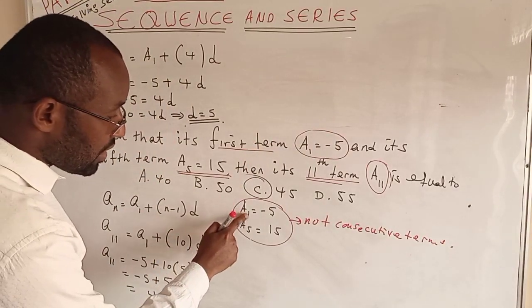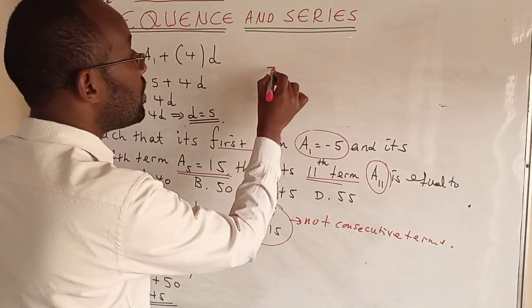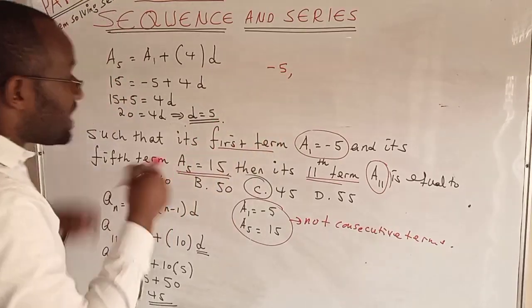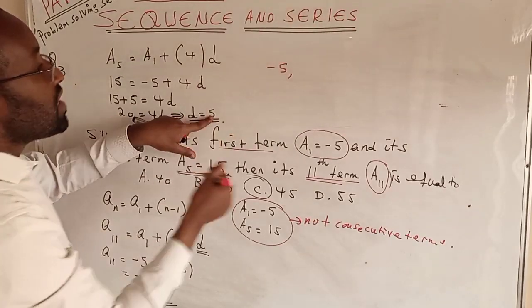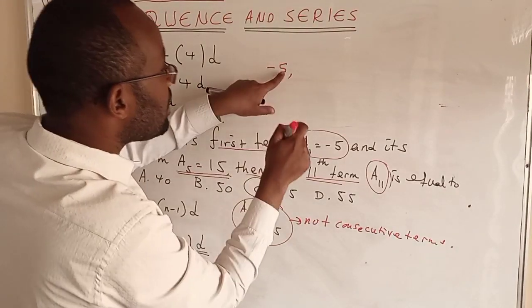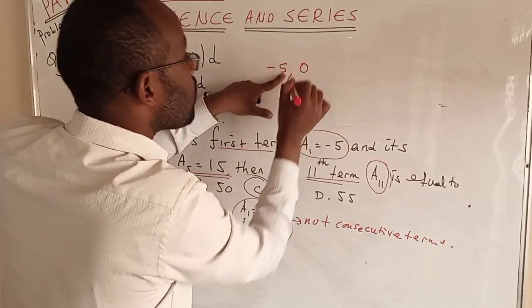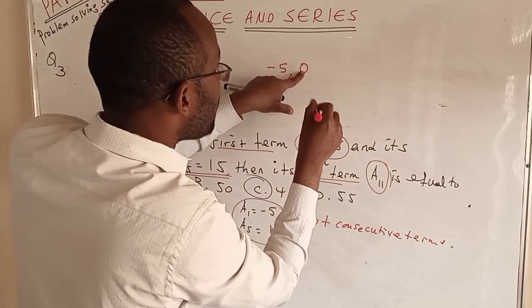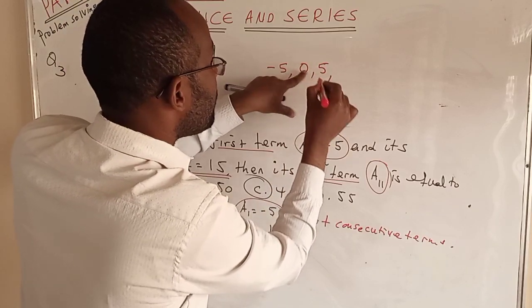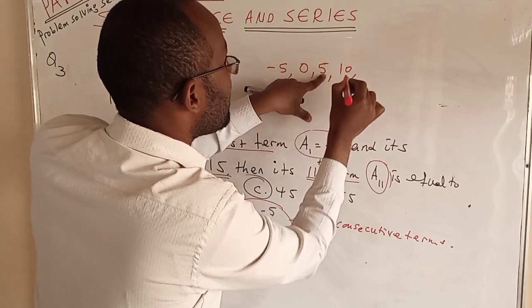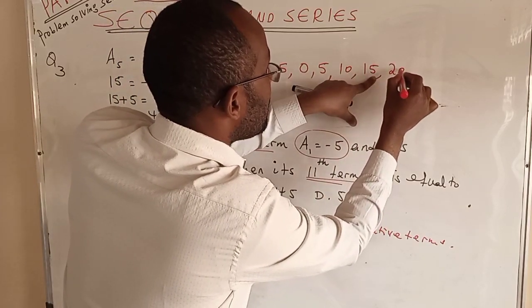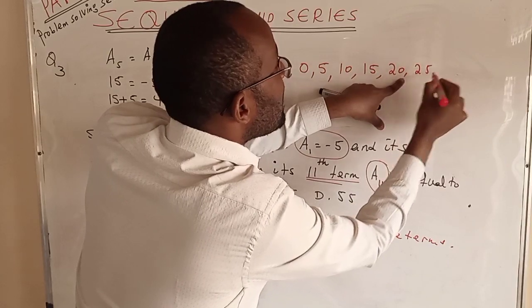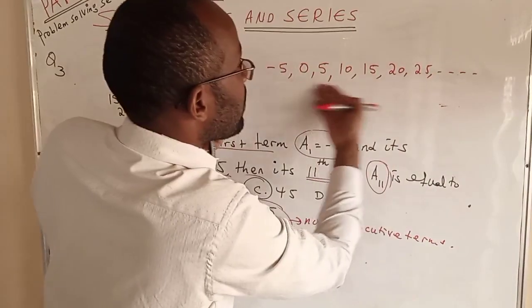-5 here, then the common difference is telling us to keep adding 5. If we add 5 to -5, it will be 0, the second term. Then if you add 5 here you will get 5. If you add 5 here you will get 10. If you add 5 you will get 15, 20, 25, and so on.